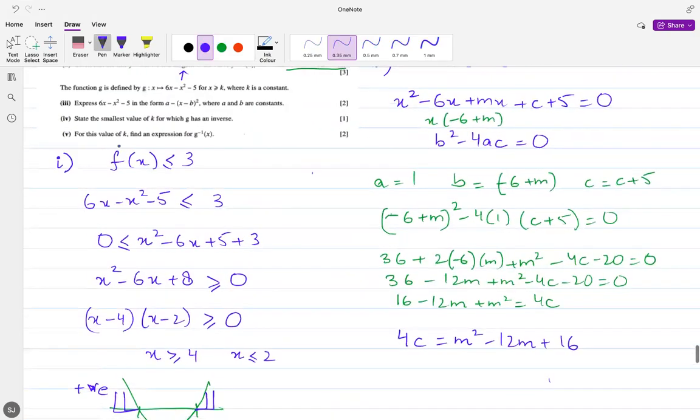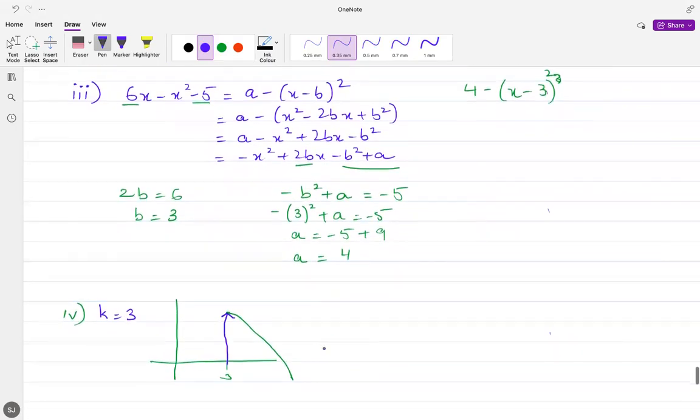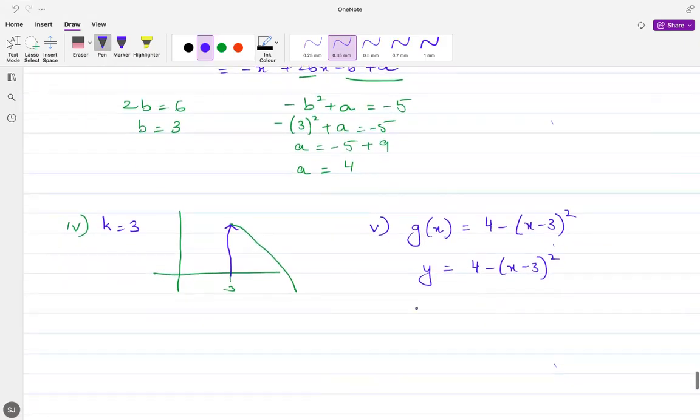In part 5, for this value of k, we have to find an expression for g inverse. Now to find the inverse of a quadratic function, it is important that we convert it to the completed square form. As you already have the expression 4 minus (x minus 3) whole squared, we know that g of x is equal to 4 minus (x minus 3) whole squared. So we'll write y equals 4 minus (x minus 3) whole squared. To find the inverse, we'll first exchange the values of x and y. So this will become x equals 4 minus (y minus 3) whole squared.